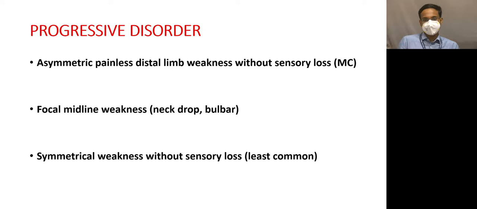The least common pattern, where one never considers motor neuron disease as the first differential, is a symmetrical weakness, where both upper limbs and both lower limbs are involved, or both upper limbs are involved. These are not common patterns. So I'd like you to remember two important things: it's a progressive disorder, and the most common presentation is an asymmetric distal limb weakness, or a midline presentation like neck drop or progressive bulbar involvement, which is the other most common presentation that we see in clinical practice.